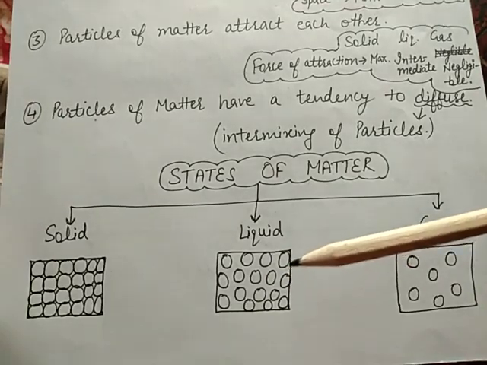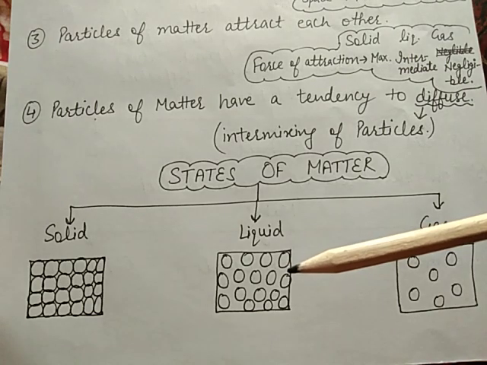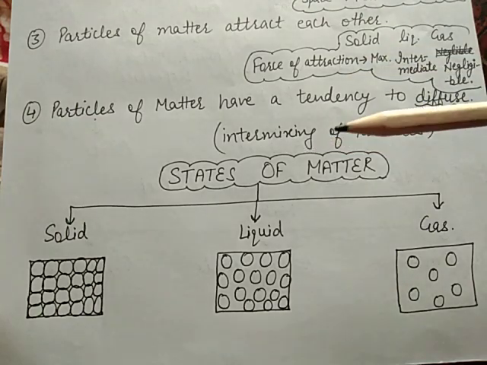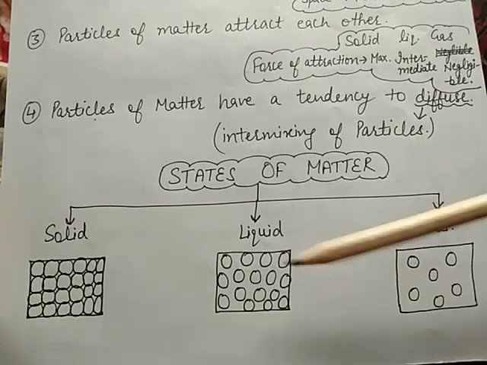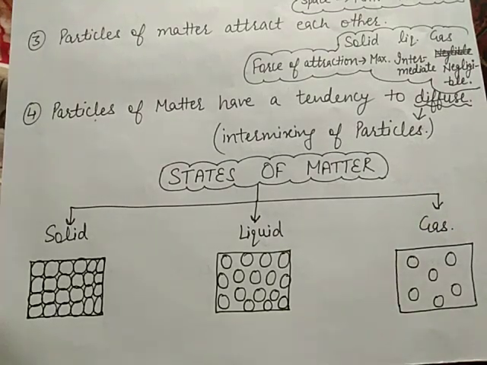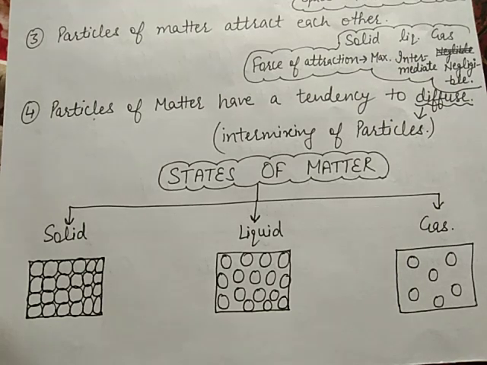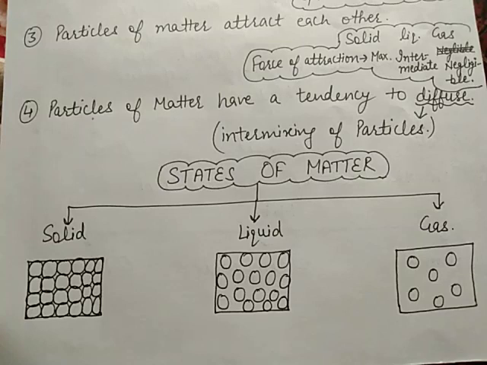In liquids, you take examples like water, milk, juice, oil, kerosene oil, petrol, alcohol, benzene. All these examples are liquids. For gases, you take the examples of CNG, compressed natural gas, and LPG, liquefied petroleum gas.